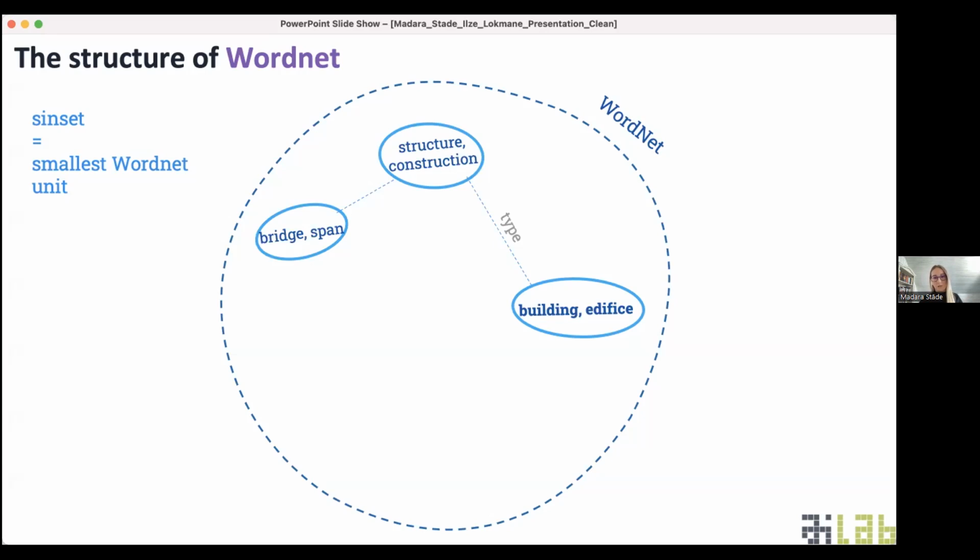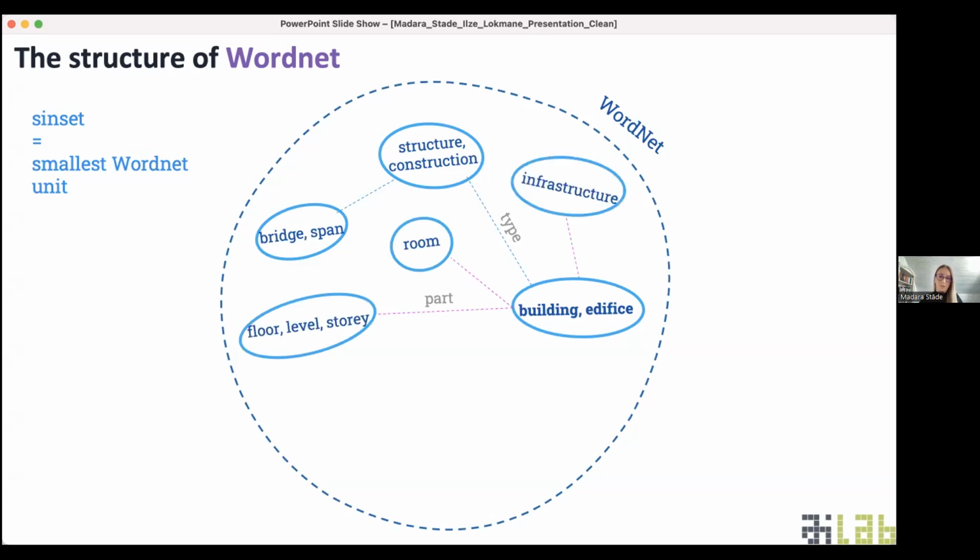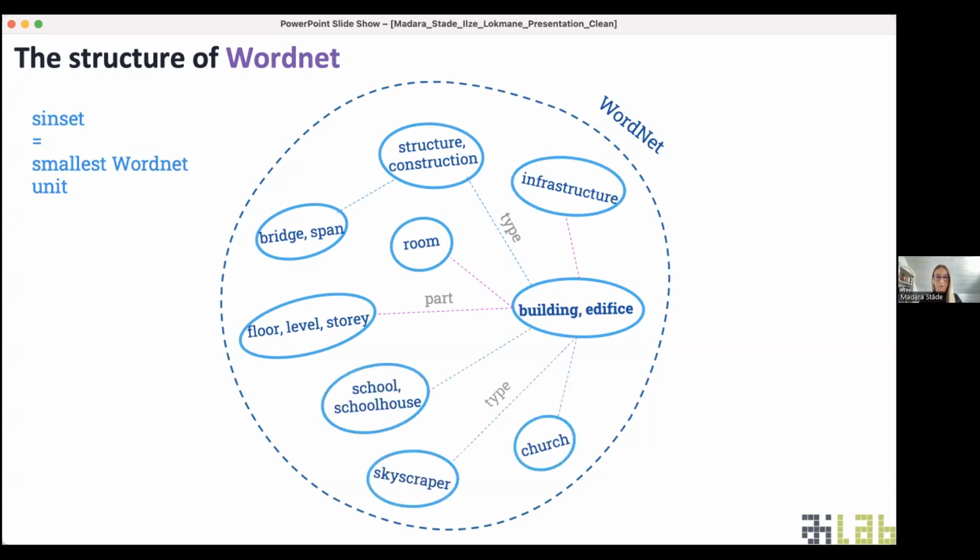Next, we could think about various things that make up a building. So what does a building consist of? So there are rooms, and there are also floors and levels. And on a broader level, a building is also a part of a bigger structure, which is the infrastructure. So this is hyponymy and meronymy. And we could think about different hyponyms and types of buildings as well. So for example, there are schools, churches, skyscrapers. And we could go on and connect different meanings to other different meanings.